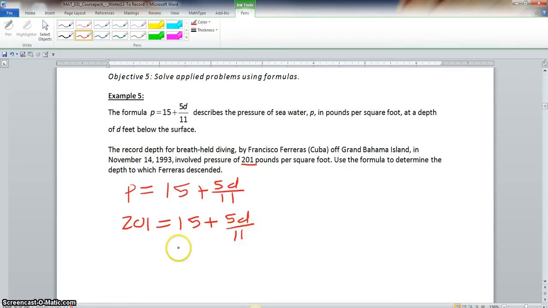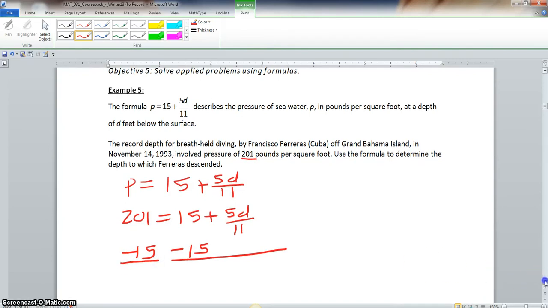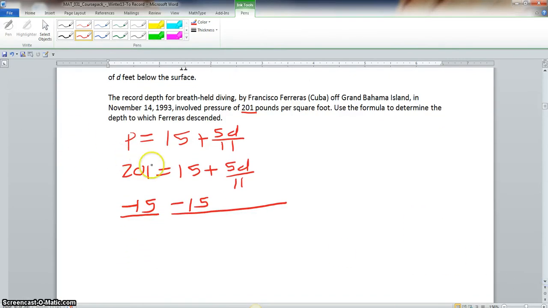Now, we need to subtract 15 on both sides. And when we subtract 15 on both sides, 201 minus 15 will give us 186. And it equals, these 15s will simplify out, and we will have 5D over 11, because you know 15 minus 15 is 0. Now, we multiply each side by the reciprocal of 5 11ths, which would be 11 fifths.